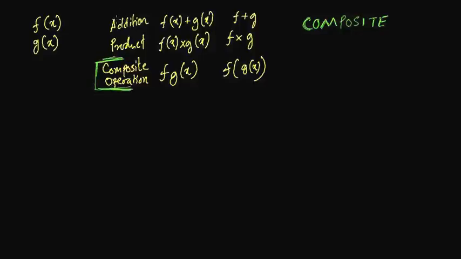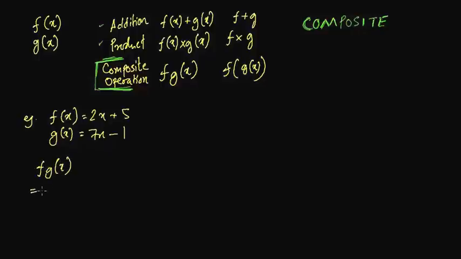In the addition operation we add, in the product operation we multiply. We don't have to do either addition or product, but we have to do the composite operation. So let's do an example of composite operation. f(x) is 2x plus 5 and g(x) is 7x minus 1.